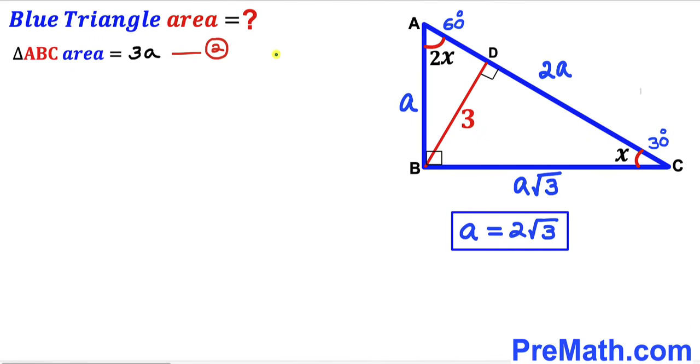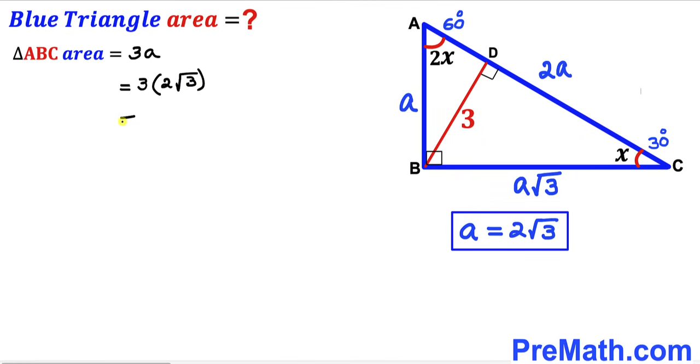And here's our final step. Now we are going to calculate the area of this blue triangle ABC. And now let's focus on this equation 2. The triangle ABC area is going to be equal to 3 times a. And our lowercase a value is 2 times square root of 3. So I'm going to substitute that value 2 times square root of 3 over here. So therefore the area of this triangle ABC is going to be 3 times 2 times square root of 3.